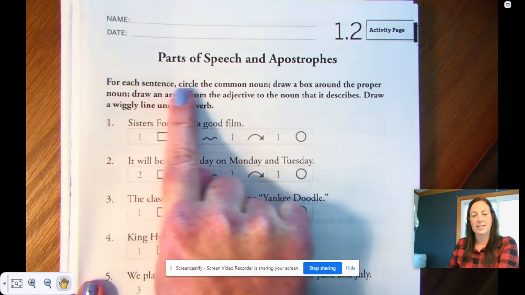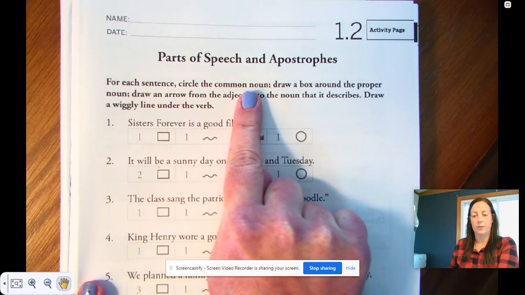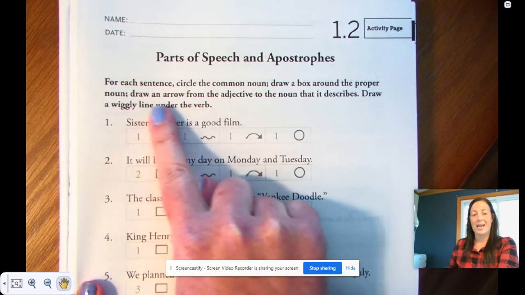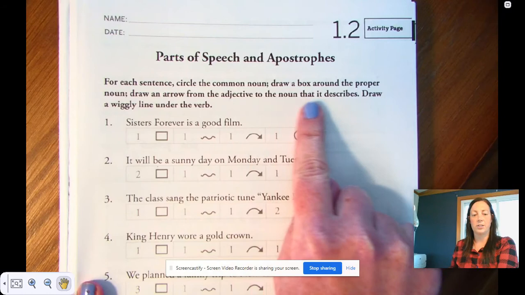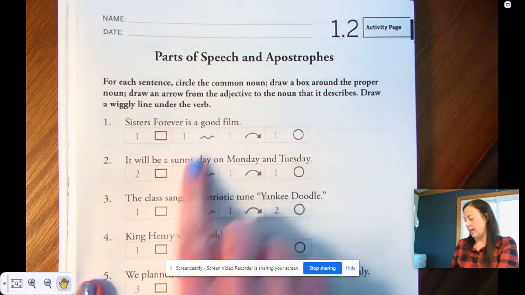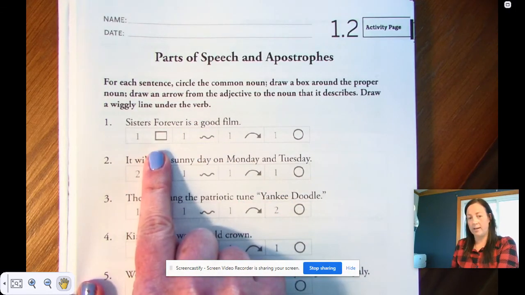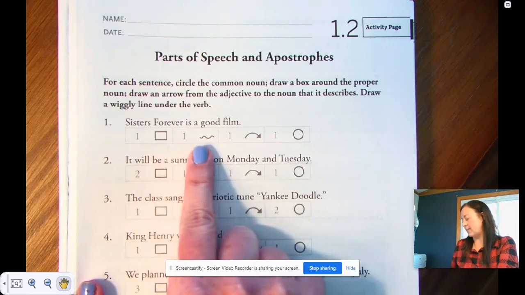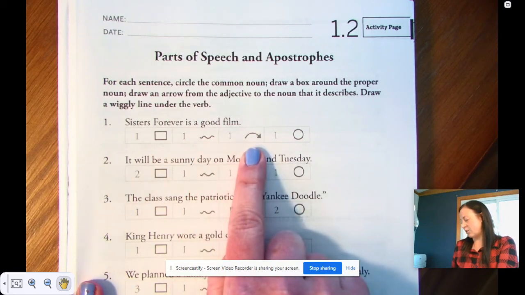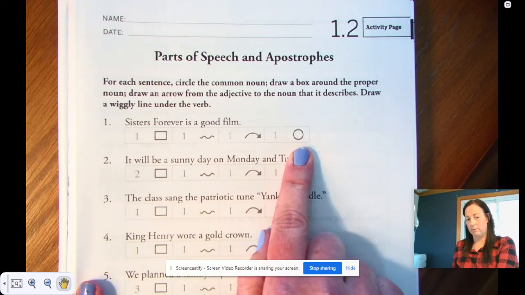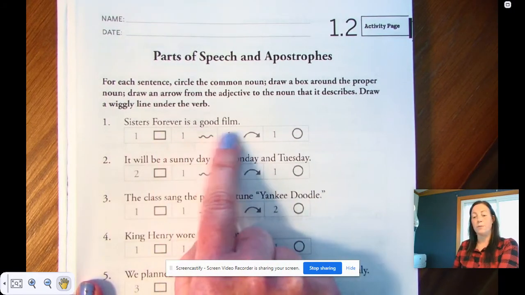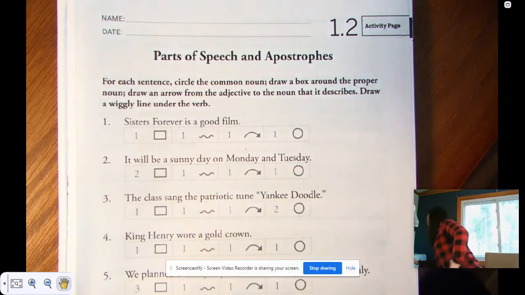It says, for each sentence, circle the common noun. Draw a box around the proper noun. Draw an arrow from the adjective to the noun that it describes, and then draw a wiggly line under the verb. Okay, and then they tell you that they see one of the proper nouns, one of the verbs, one adjective, and then one common noun. Okay, the sentence says, Sisters Forever is a good film. Sisters Forever is a good film.